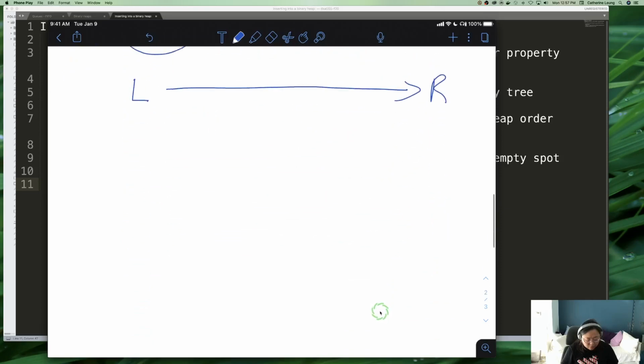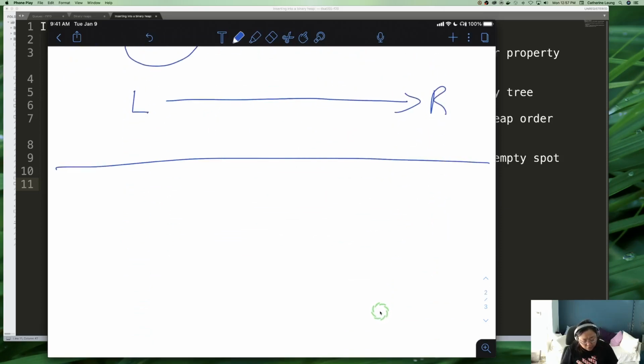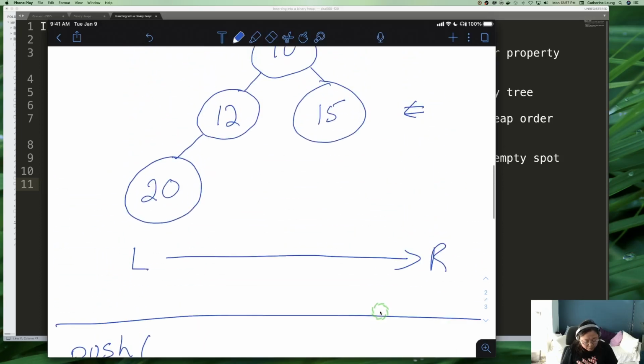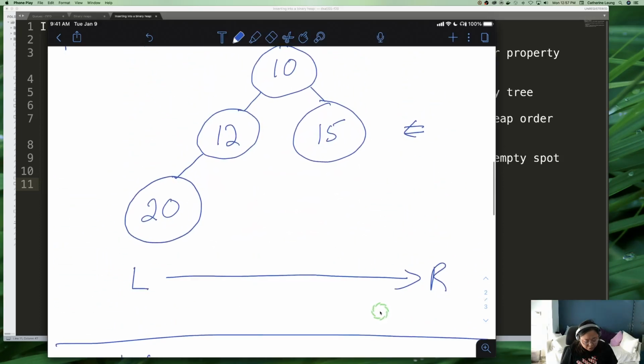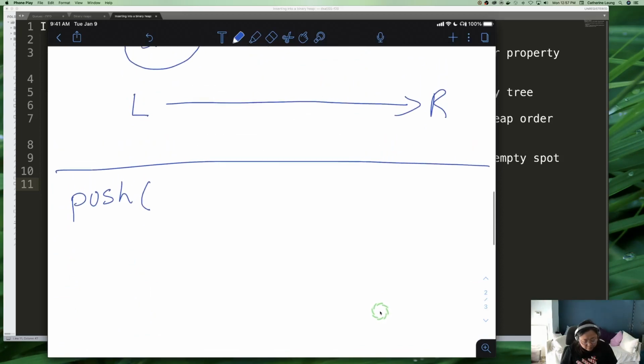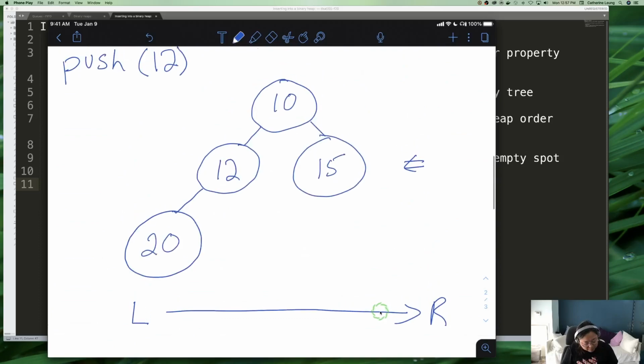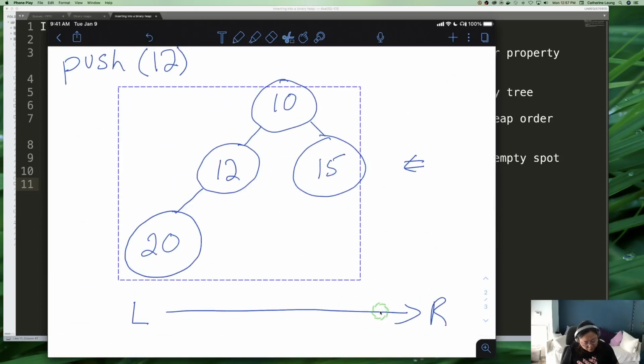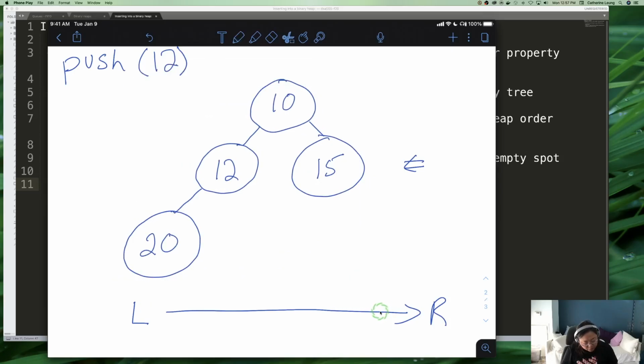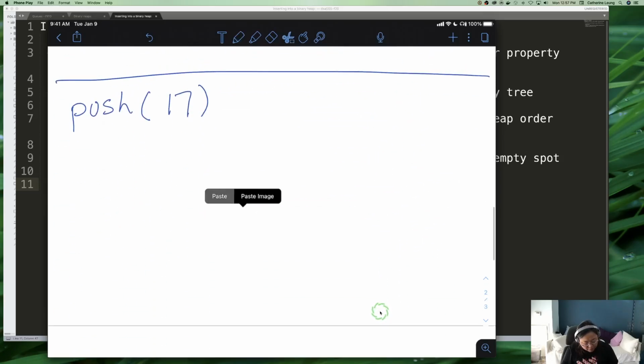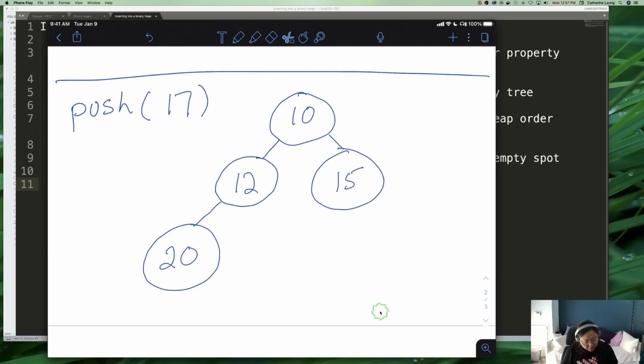Okay, now what else can we have? Well, let's do a few more. Okay, so push. Let's see. Let's push 17. This one's easy. So, all right. What happens when we push 17? So here's the tree, and now I want to push 17 into it. Okay, pause the video. Where does the empty spot go?